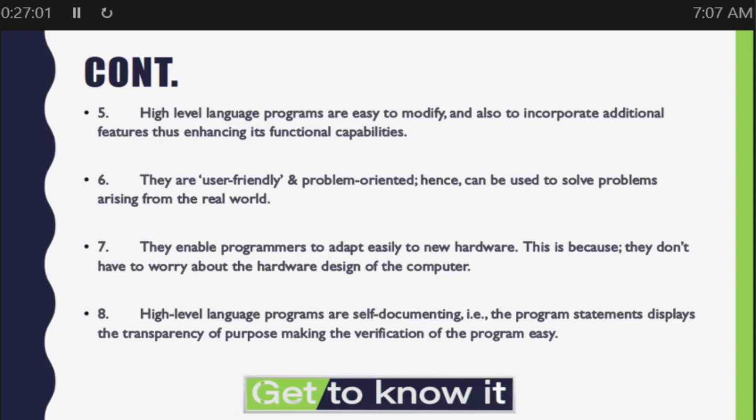They enable programmers to adapt easily to new hardware. This is because they do not have to worry about the hardware design of the computer. High-level language programs are self-documenting. That is, the program statements display transparency of purpose, making the verification of the program easy.